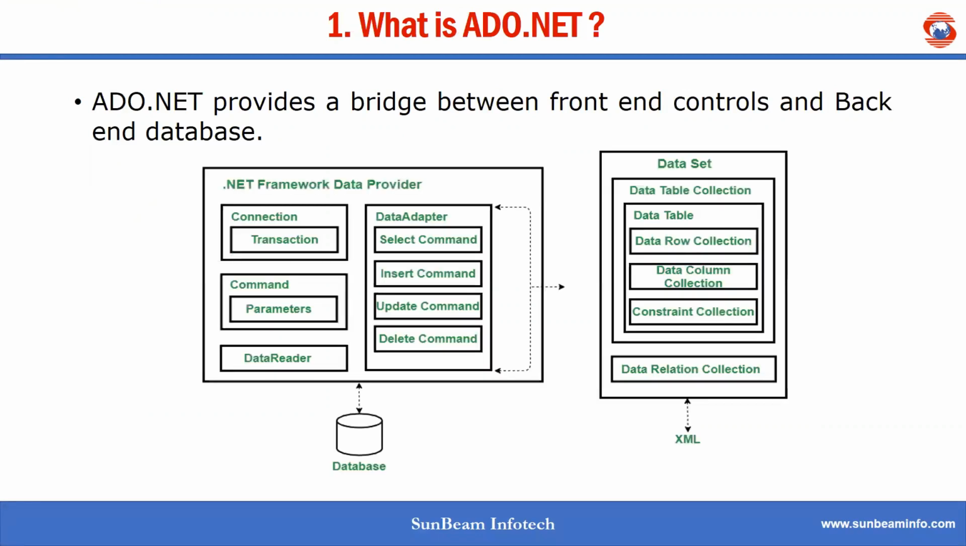In this diagram, the connection object is used to establish a connection to a data source. Then the command object is used to execute an SQL statement or stored procedure against the data source. Then the data reader object is used to retrieve data from the data source in a read-only and forward-only manner. And last one, the data set object is used to represent an in-memory cache of data that can be modified and synchronized back to the data source.